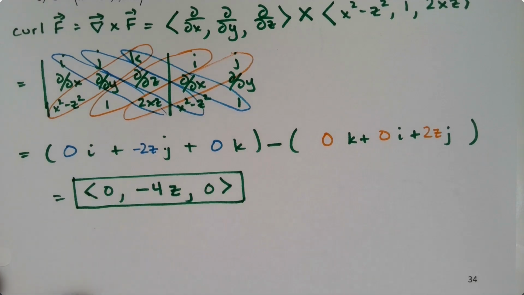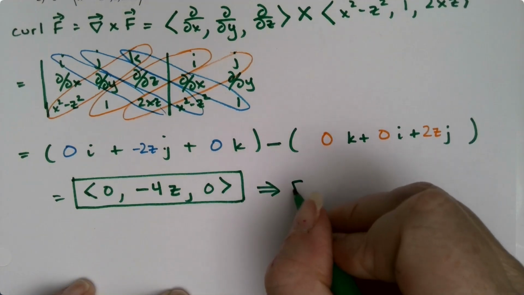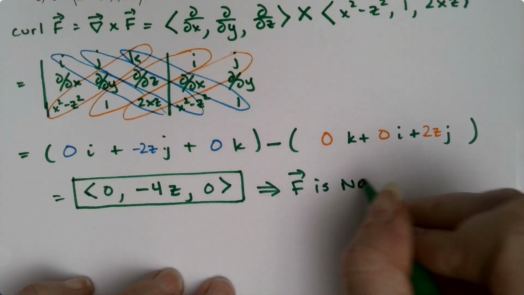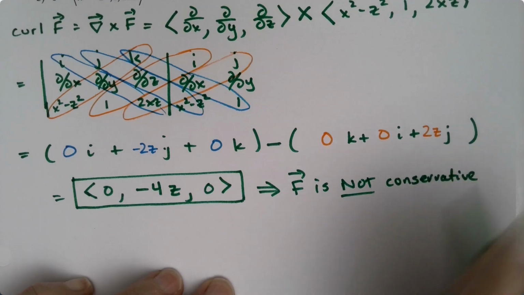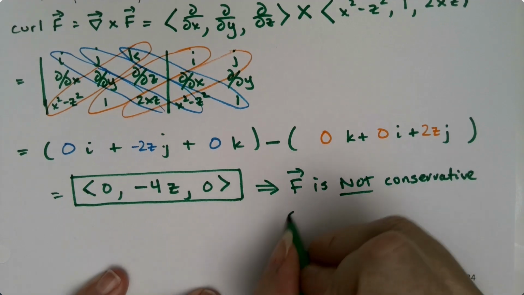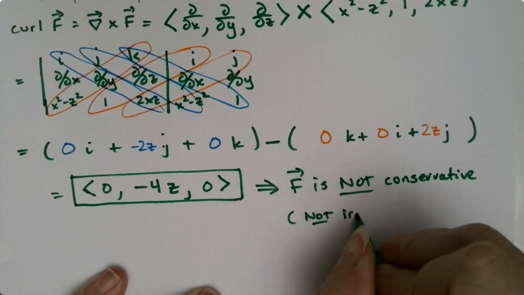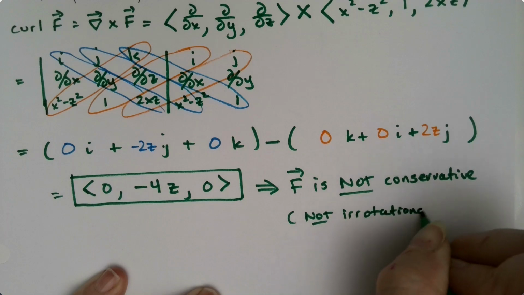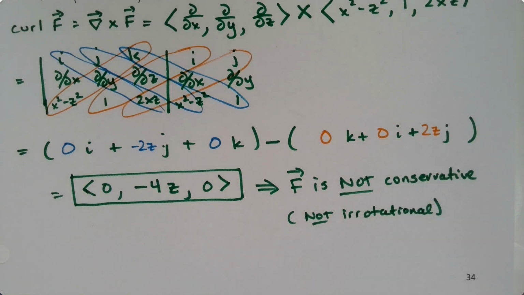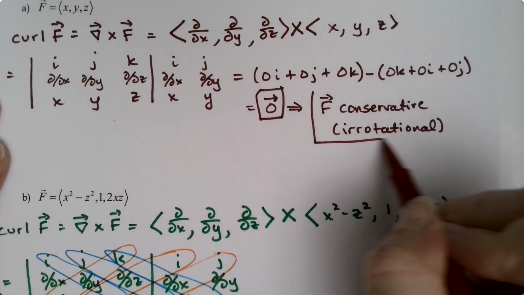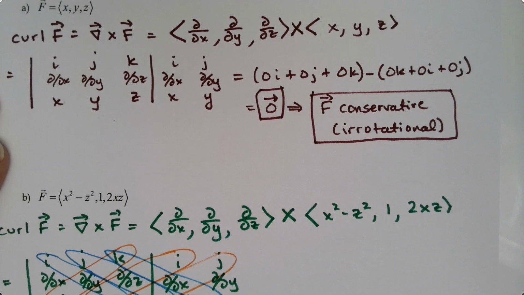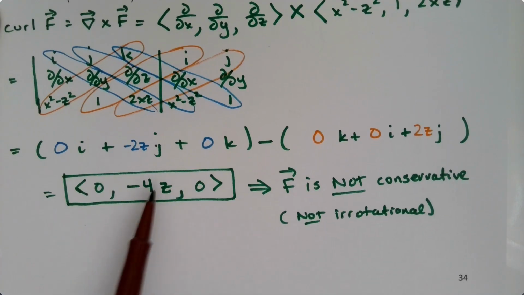And it's a vector, and it's not the 0 vector. So therefore, f is not conservative. Or if you like, you could say not irrotational. Whereas up here, we ended up with the 0 vector, so f was conservative on that one. The 0 vector became our cross product. Down here, we have this vector as our cross product. That's not 0.